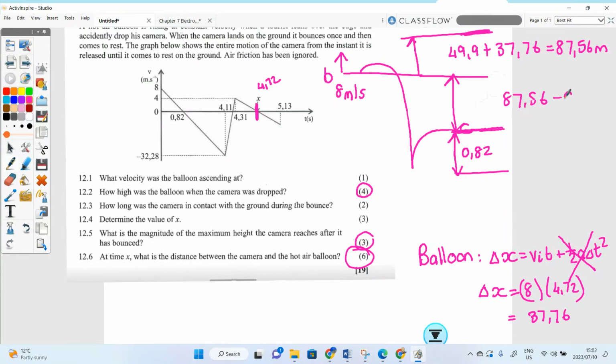87.56 minus the 0.82. If we did that other step, you would have never used it. But couldn't you have said that that's 49.08 plus that 37.76? You could have done that as well. There's always more than one method, guys. But please read the question. If the question says use equations of motion, please use equations of motion. If the question says use the graph, please use the graph.